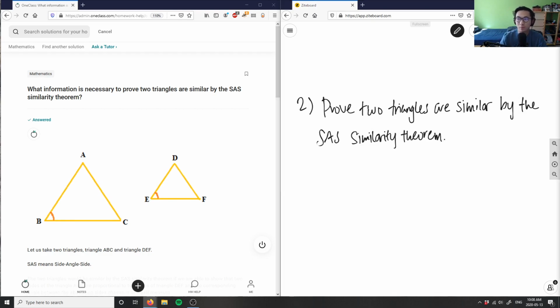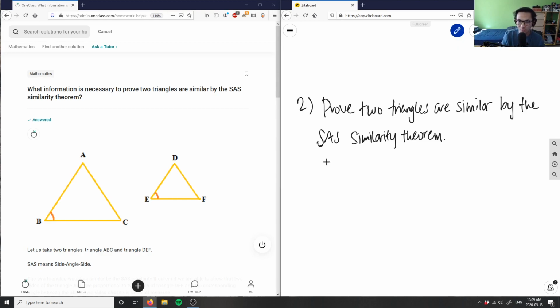So what does SAS similarity theorem mean? Well, it means it's side angle side, right? So this one is different from what we had before. Our previous question was side side side. This one is side, angle, side, where the A stands for angle, and then it's side, right? And what does that mean in the first place?